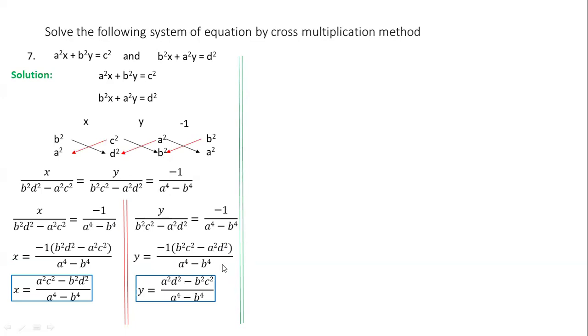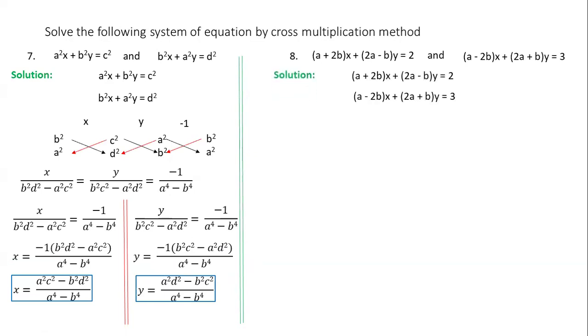I've not explained it. Now let's take the last question, eighth question. Look at this solution. a plus the c, and this one is x y minus 1. Y coefficients. This into this minus this. This into this minus this. This into this minus this. Let's write it down.